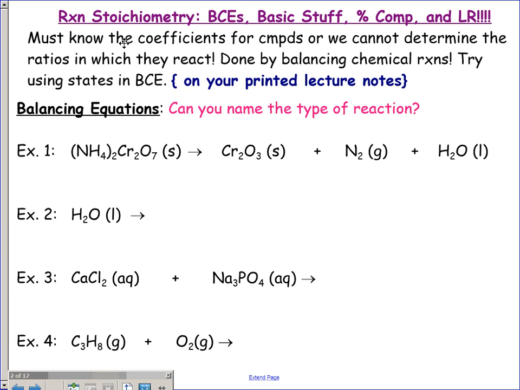Okay, so we are now walking through this because, fire drill. What is the name of this? Ammonium dichromate. Name this one. Say it again. Okay, don't think a polyatomic ion. It's not. Two names. Chromium what? Chromium 3 oxide. Not covalent, right? Nitrogen, cool. Water. All right. So how'd you balance it?